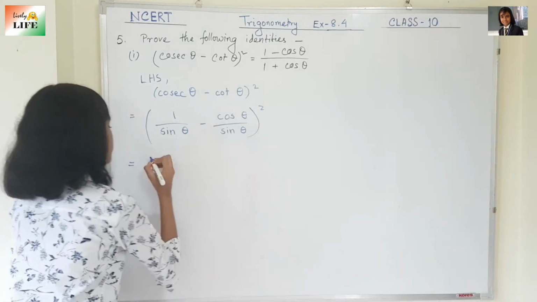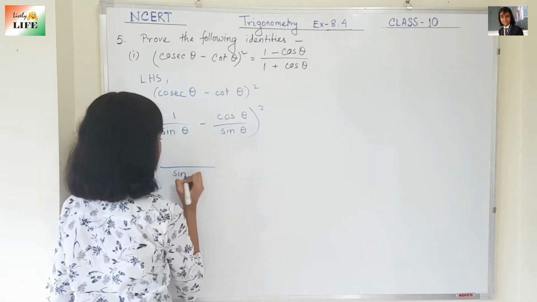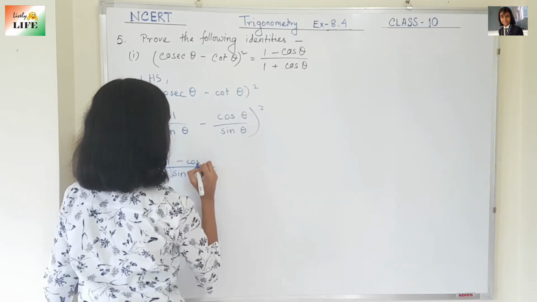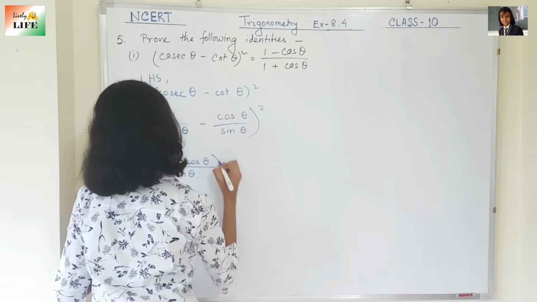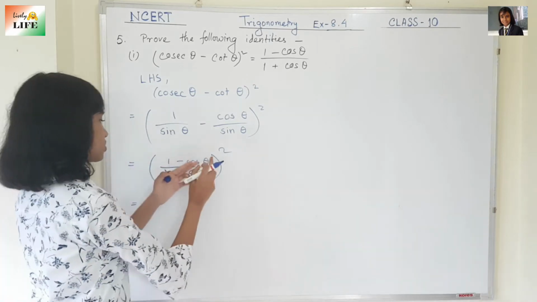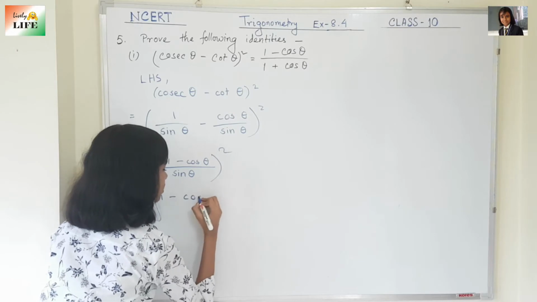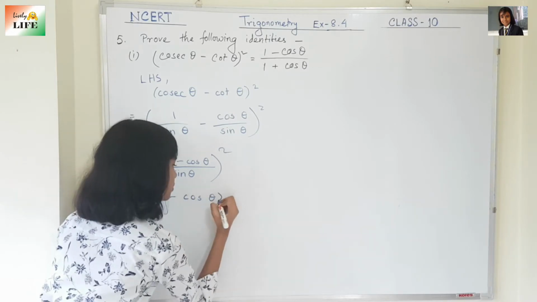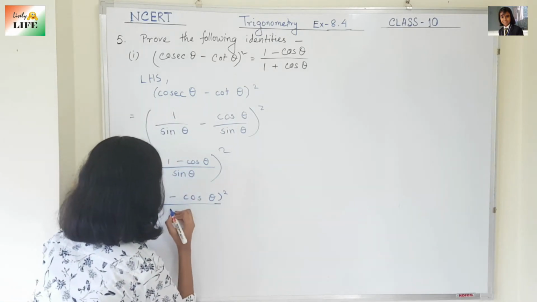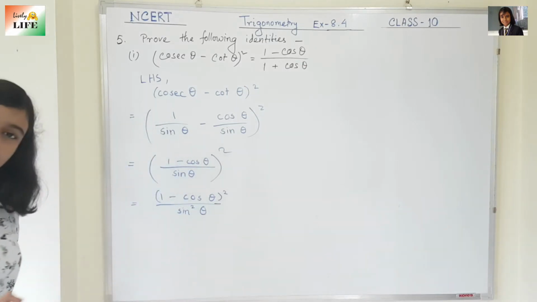Now we are going to subtract, and over here it is 1 minus cos theta by sin theta whole square. So we can write this as 1 minus cos theta whole square by sin square theta, okay?